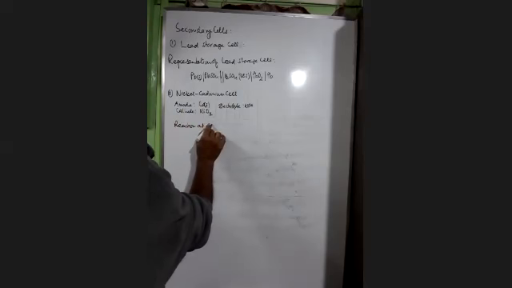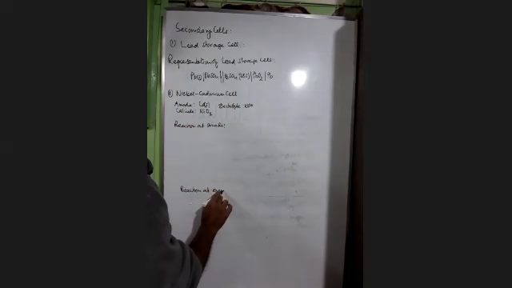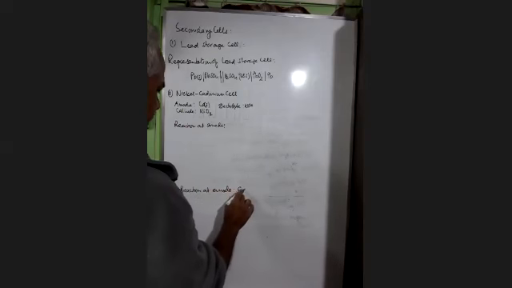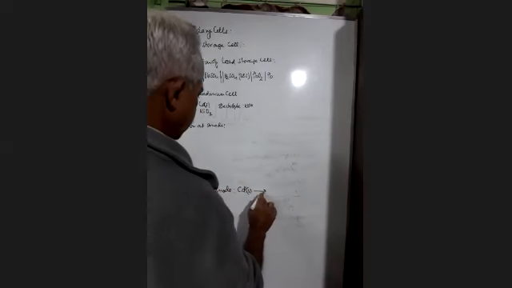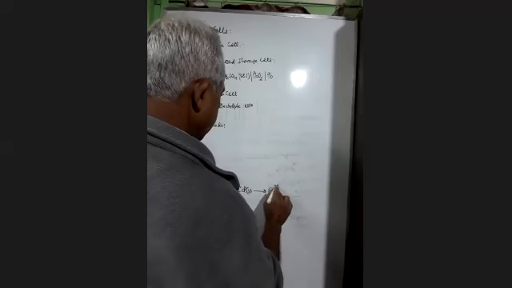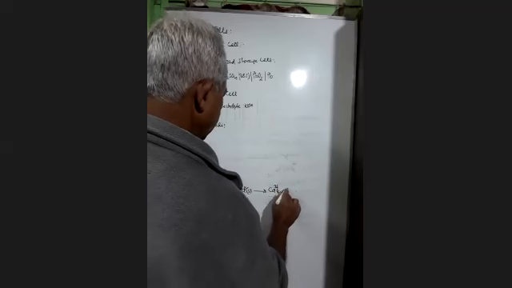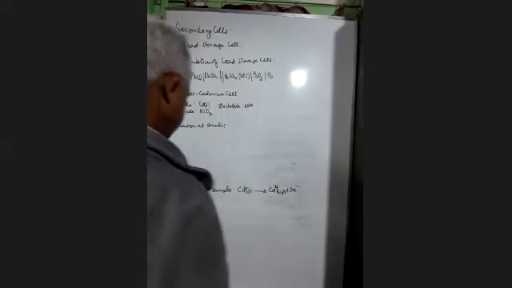Okay. Now we'll write here. Reaction at anode. So again, I'll write it separately. Reaction at anode. What happens? Cadmium loses 2 electrons and it gives you this.